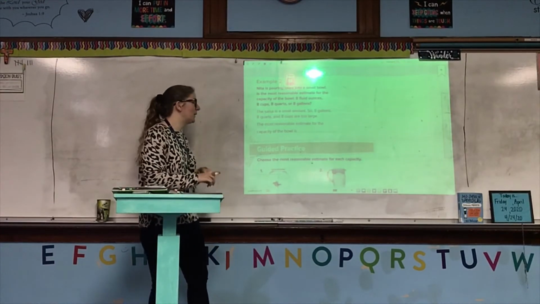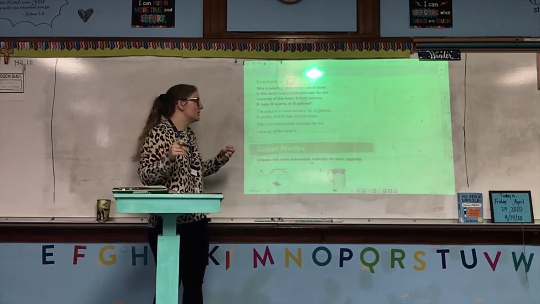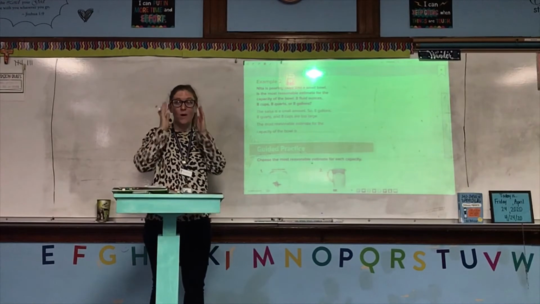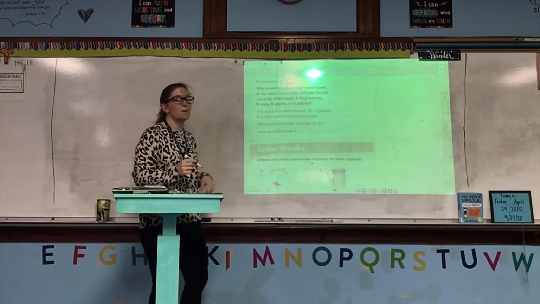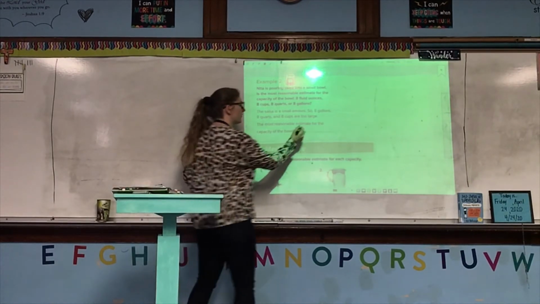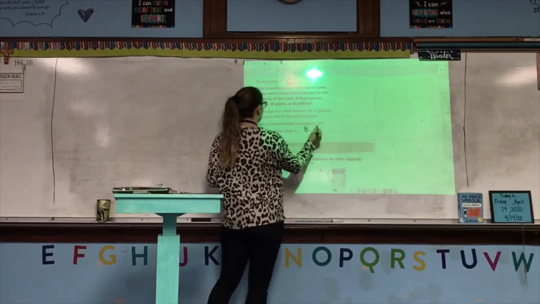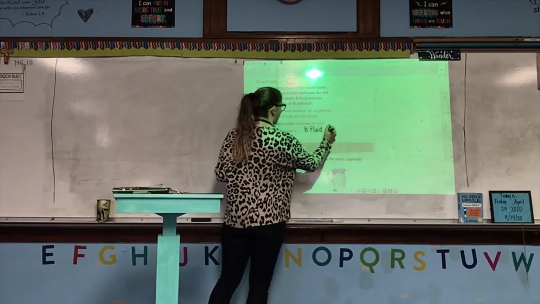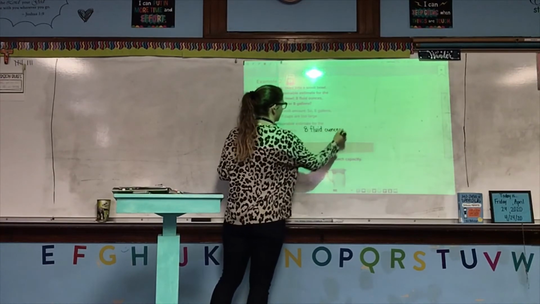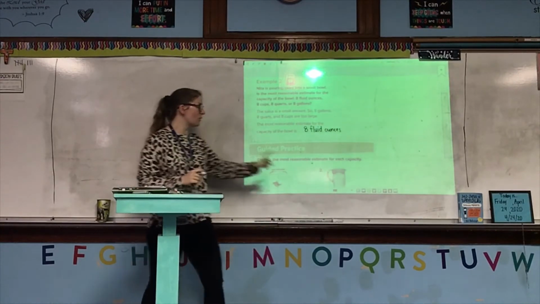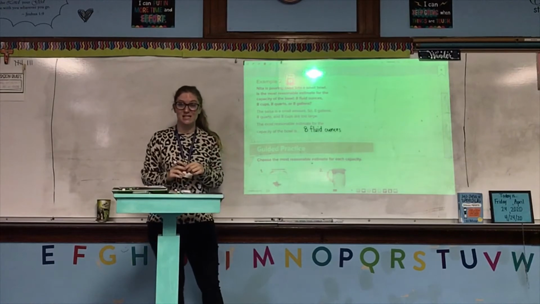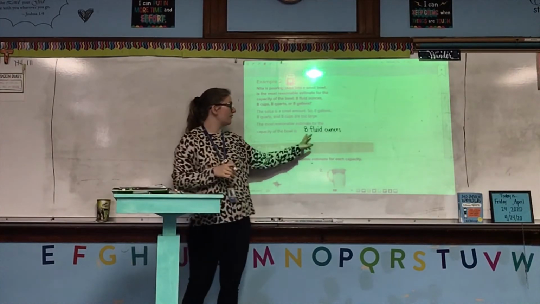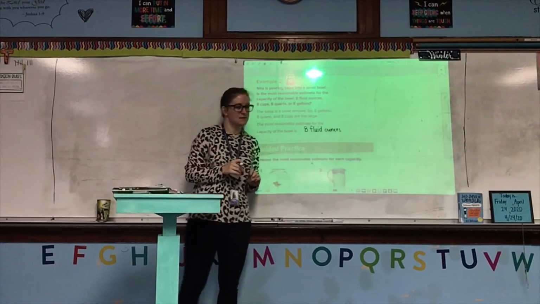The salsa bowl only holds a small amount. So 8 gallons, 8 quarts, and 8 cups are way too big. So that means the most reasonable estimate for the capacity of the bowl is 8 fluid ounces. So make sure you have fluid ounces. Make sure you don't have ounces without fluid, because that means something else. So make sure you have 8 fluid ounces.